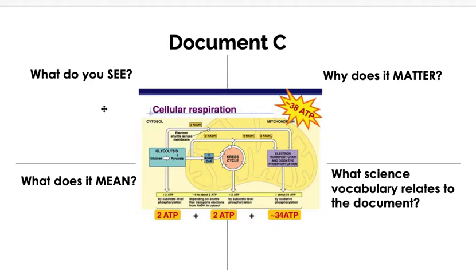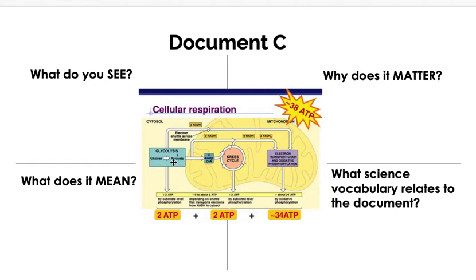There's probably more things that you can write that you do see, and I would encourage you to do so. Next, the science vocabulary as it relates to the document. We have cellular respiration as a science vocabulary term. We have glycolysis. Glyco is like glycogen, which is sugar. Lysis is the breakdown. If you think of lysis and lysosomes, glycolysis is the breakdown of glucose.